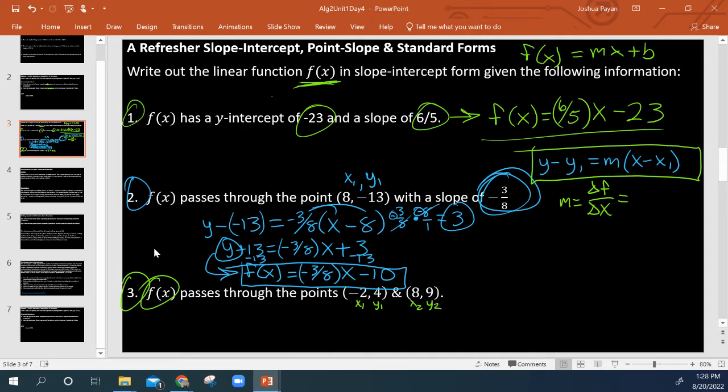So either way you look at it, right? Okay, so 4 minus 9 is going to be over negative 2 minus 8. Okay, so that's going to give me negative 5 over negative 10. That's going to be positive 1/2 is going to be my slope.